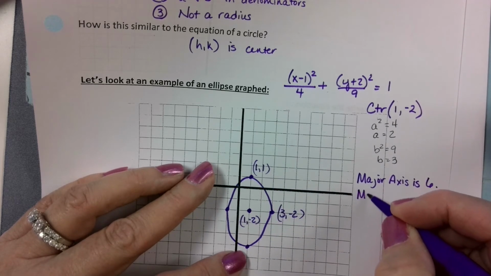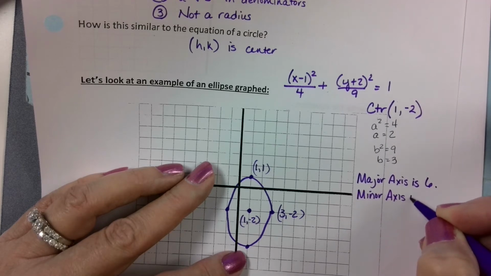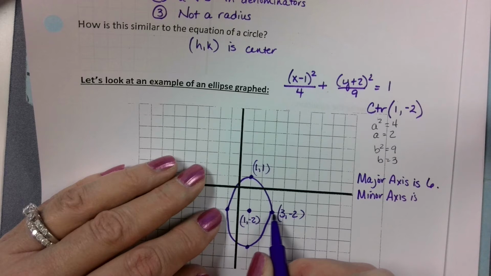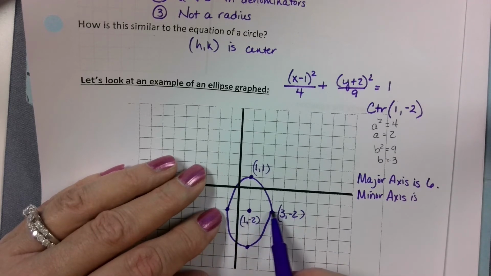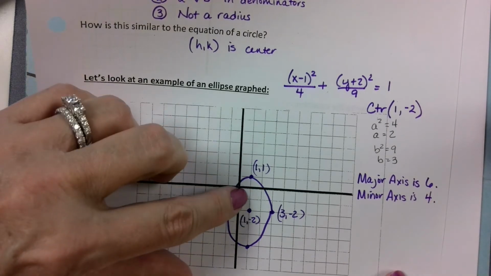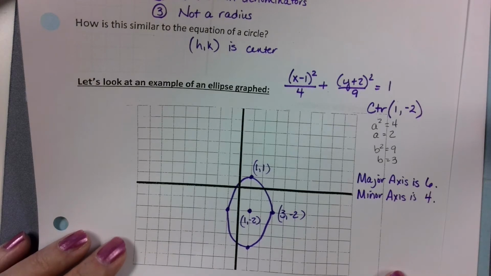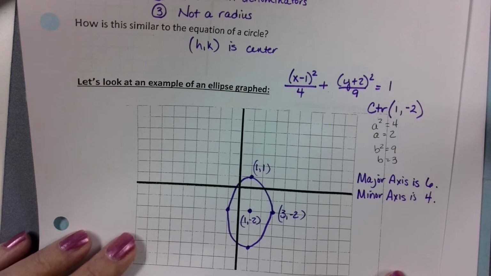And then the minor axis is the one that travels the vertical direction, and it's 2 plus 2, which is 4. So you have to add those up to get the length of the major and the minor axis, okay? Any questions on that? Okay, then let's go back.